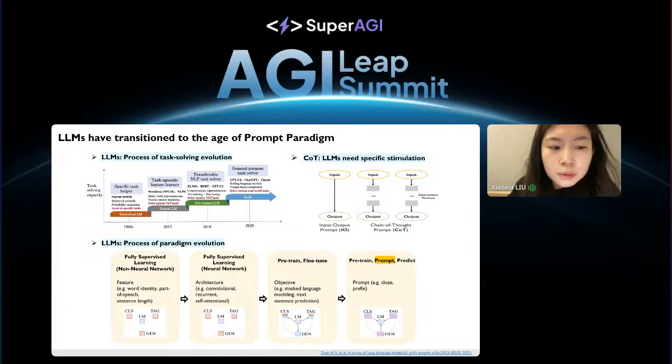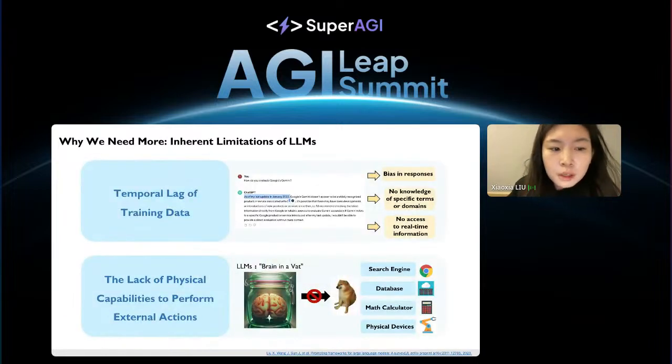Therefore, how to correctly stimulate large language models, and whether simpler and more convenient ways of interacting with them can be used, become crucial concerns for practitioners and developers. Despite the remarkable capabilities demonstrated by large language models, their inherent limitations in practical applications are undeniable. First, existing LLMs suffer from significant temporal lag of training data. For instance, ChatGPT's last training data was up to January 2022. That would result in bias and limitations due to the outdated training data. Consequently, LLMs may struggle to accurately understand specific terms or domain knowledge, and occasionally produce erroneous or inaccurate responses.